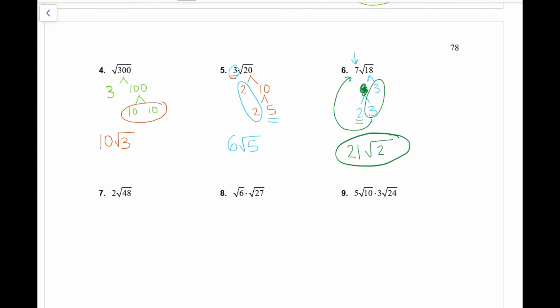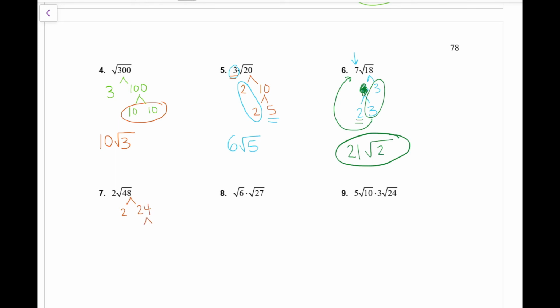Okay, when I look at 2 square root of 48, the 2 is already married. We don't need to deal with that. It's all done. We're going to break up 48. Think of any two numbers you can think of that multiply to 48. So I know 2 goes into it because it's even. 2 goes into 48 24 times.